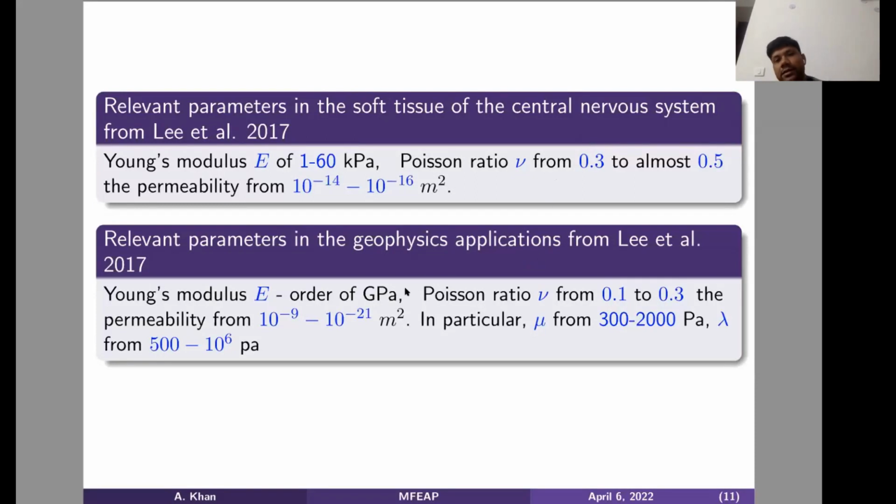There is another application in geophysics, where E is on the order of GPa, the Poisson ratio from 0.1 to 0.3 or 0.4, and permeability from 10 to the power minus 9 to 10 to the power minus 21. And mu in particular is very large. So if I'm dealing with such parameters and our estimator is not robust, then we will face a very difficult situation.